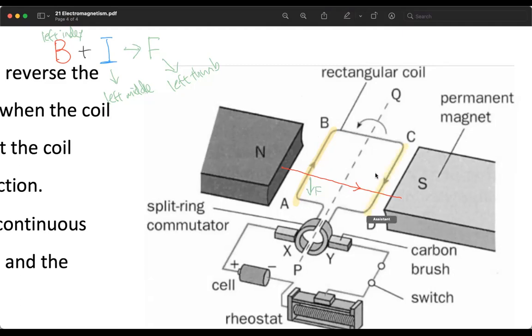Now we do that to the other side, C and D. Can you all do the same thing? Your current is moving from C to D. Your magnetic field is from north to south. The force will be going up or down. All of you go and try using your left hand rule. Really go and try. Okay, well done, Yiting. How about the rest of you?